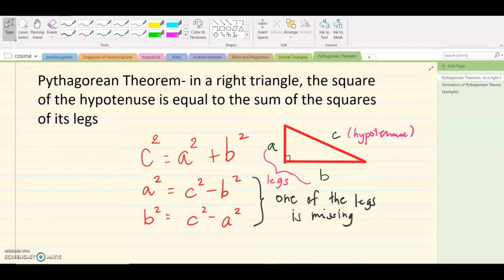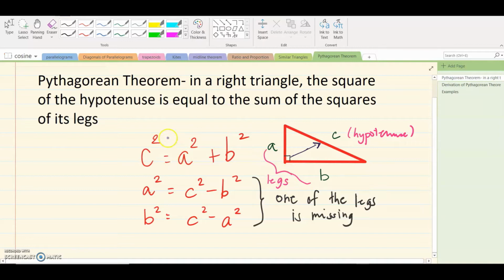So in a right triangle, the square of the hypotenuse is equal to the sum of the squares of its legs. Looking at this right triangle here, this side, which is side C, is our hypotenuse, which is the side opposite the right angle. So if this is your right angle, this is the side opposite, that is side C, and then the other sides are called the legs.